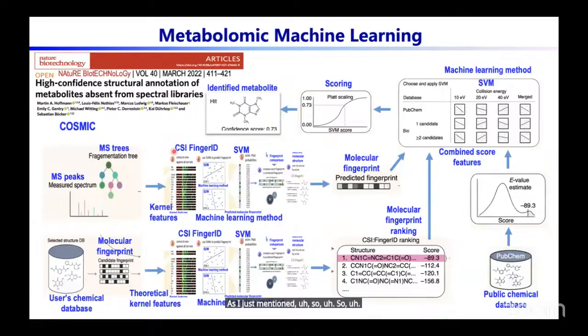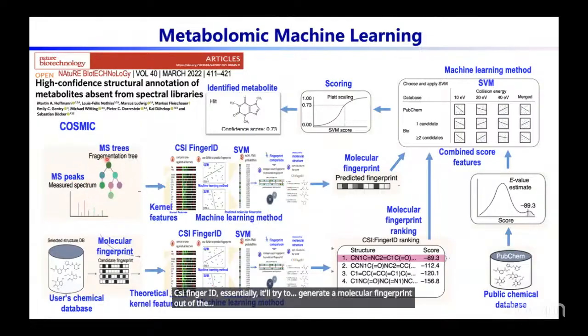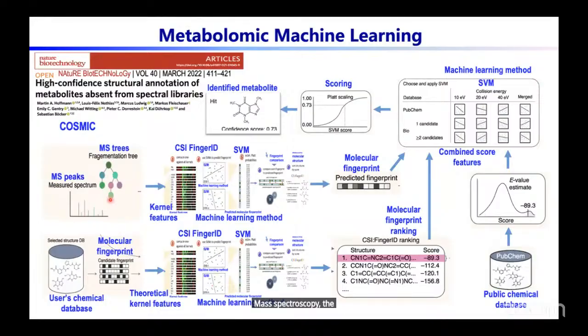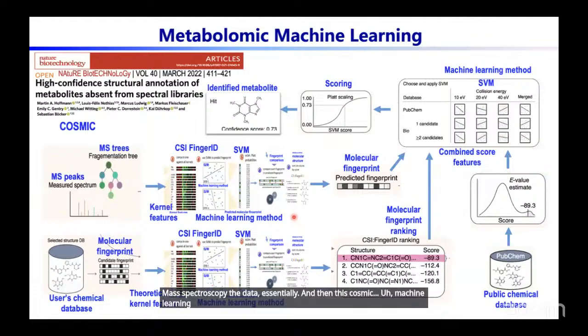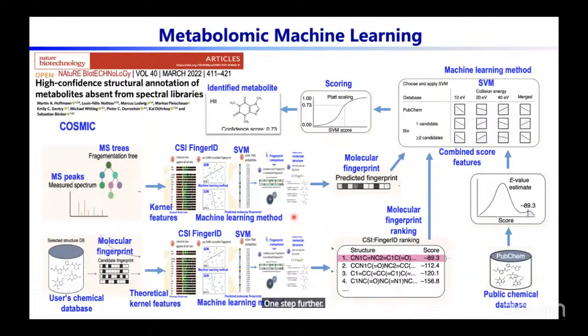That method is called CSI finger ID. Essentially, it tries to generate a molecular fingerprint out of the mass spectroscopy data. Then this COSMIC machine learning method goes one step further, with a more sophisticated AI system to score the quality of the molecules generated from the molecular fingerprint.